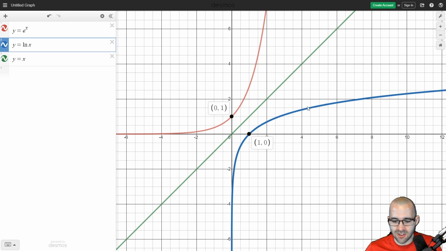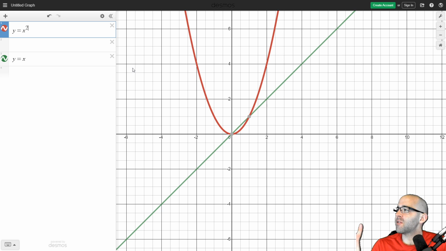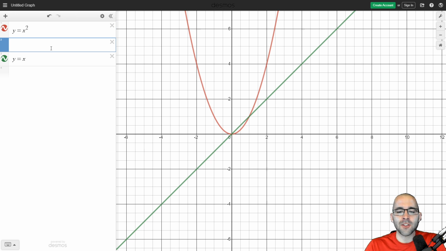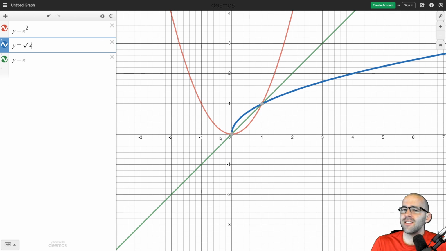Inverse functions are reflections. Now, we talked about a couple other things about inverse functions. If you remember looking at x cubed, we said the inverse function was the cube root of x. So naturally, you might think the inverse function of x squared is the square root of x. But now look at these functions. Red and blue should be reflections. These do not look like reflections, right?